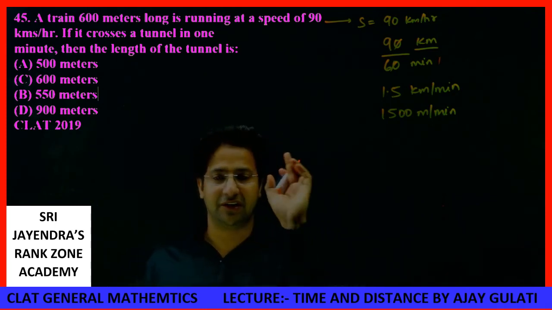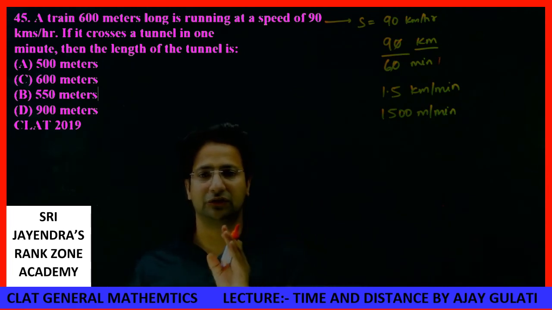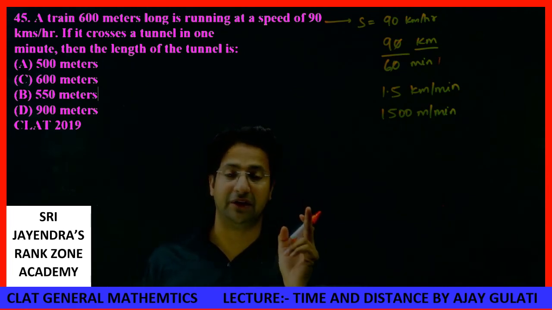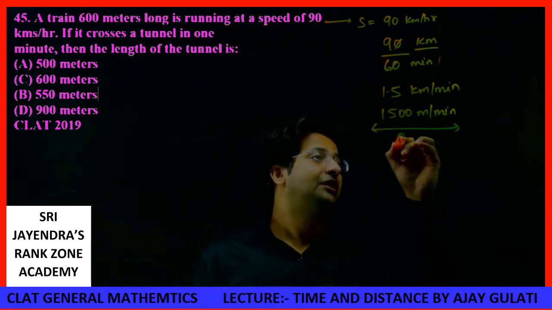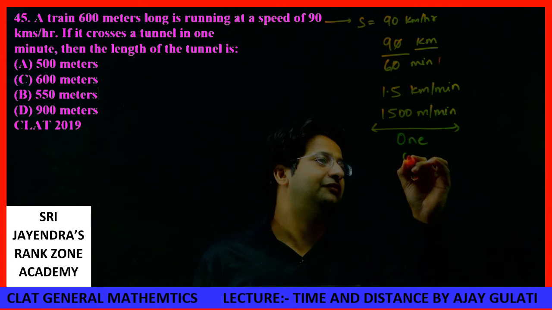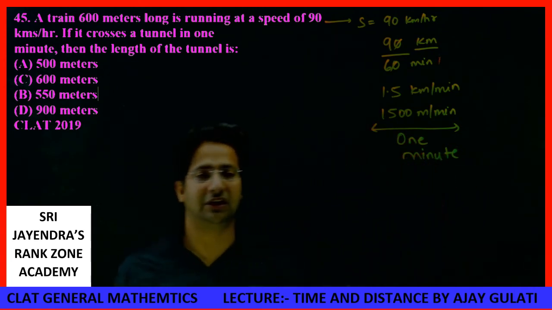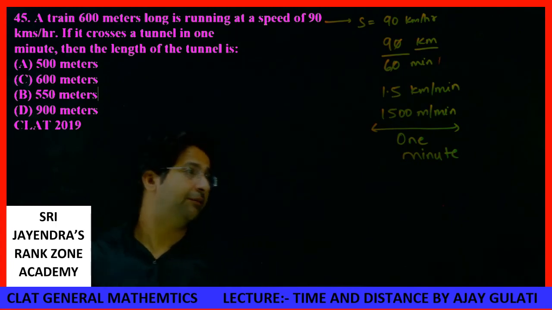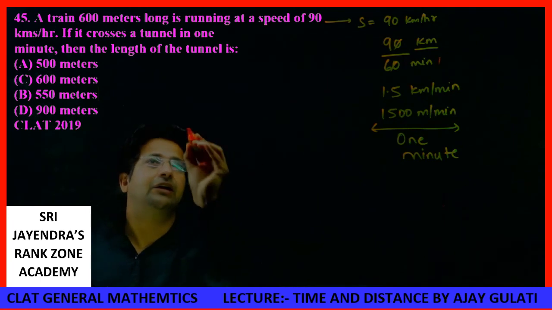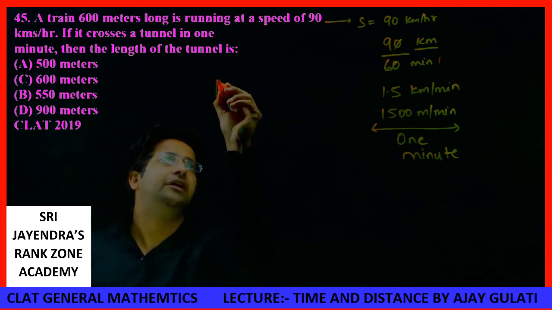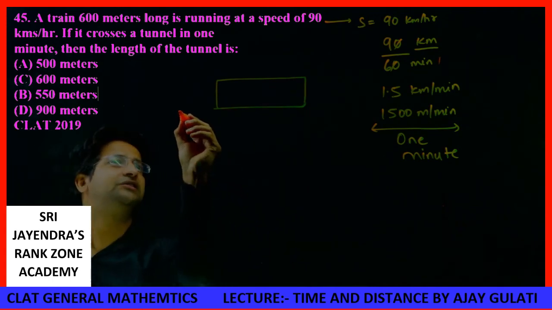A train 600 meter long is running at a speed of 90 km per hour. It crosses a tunnel in 1 minute. Then the length of the tunnel is, students, we are told that the train covers a distance in 1 minute. The train crosses the tunnel. What does it mean? First of all, this is a tunnel. Let's say this is a big tunnel. Now this is our train.